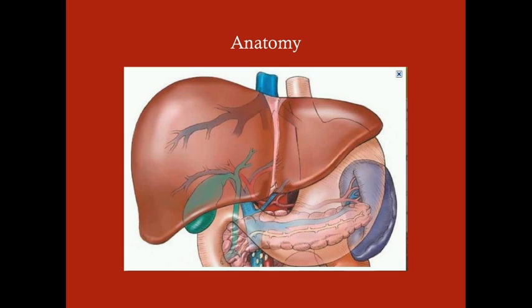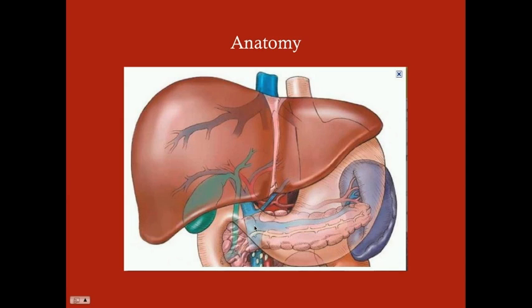Okay, so here's the anatomy of the liver. If you've seen these liver lectures before, you probably already know that the liver is divided into two lobes. You have your left lobe and your right lobe, and the supply into the liver comes from your hepatic artery, which comes off of your celiac trunk. The hepatic artery divides into left and right.